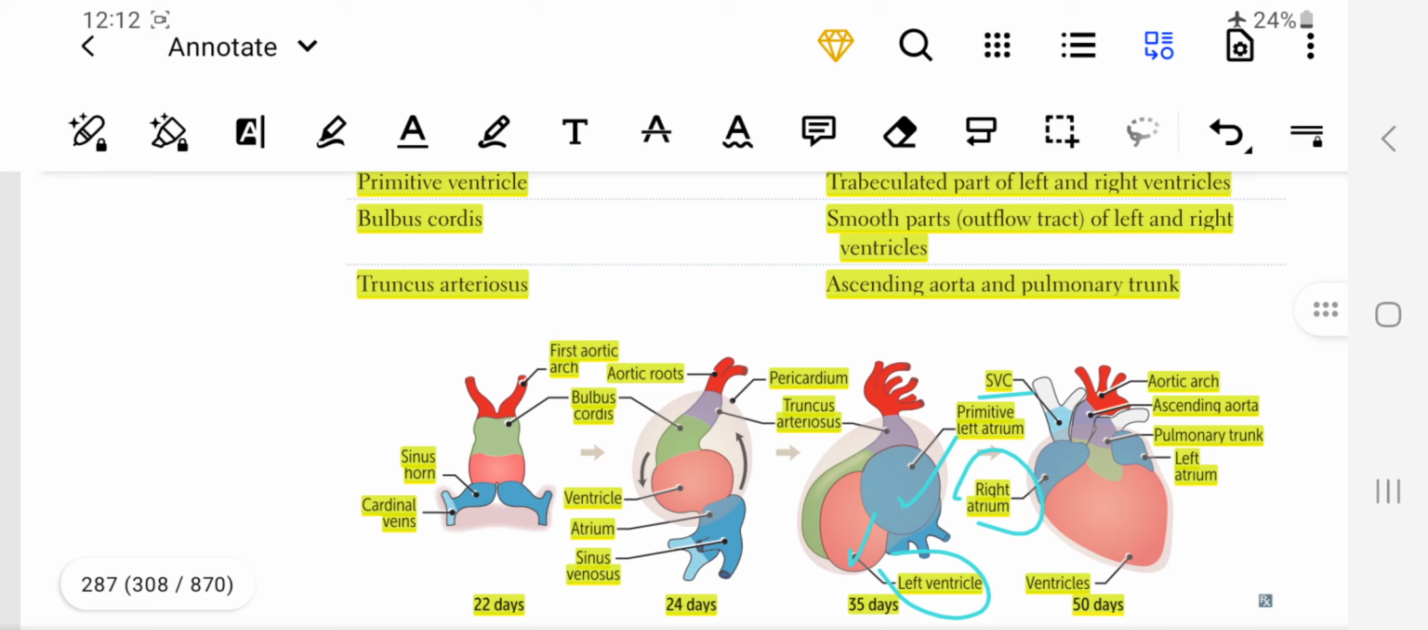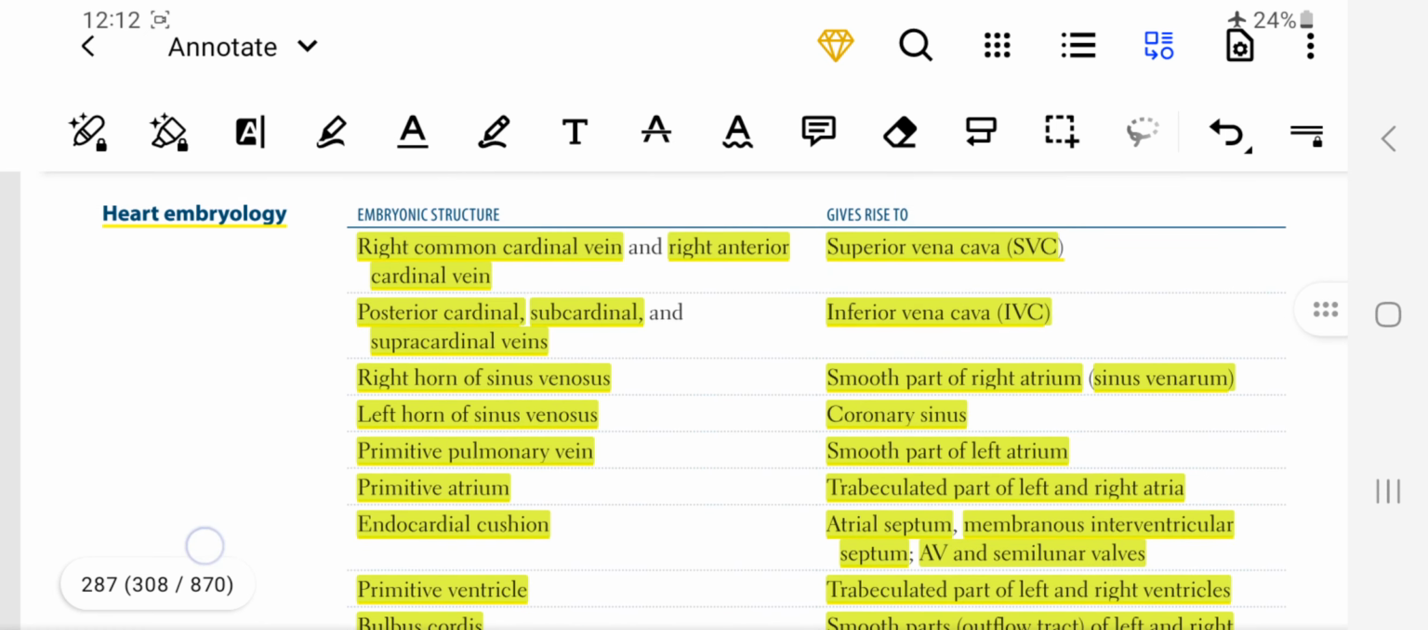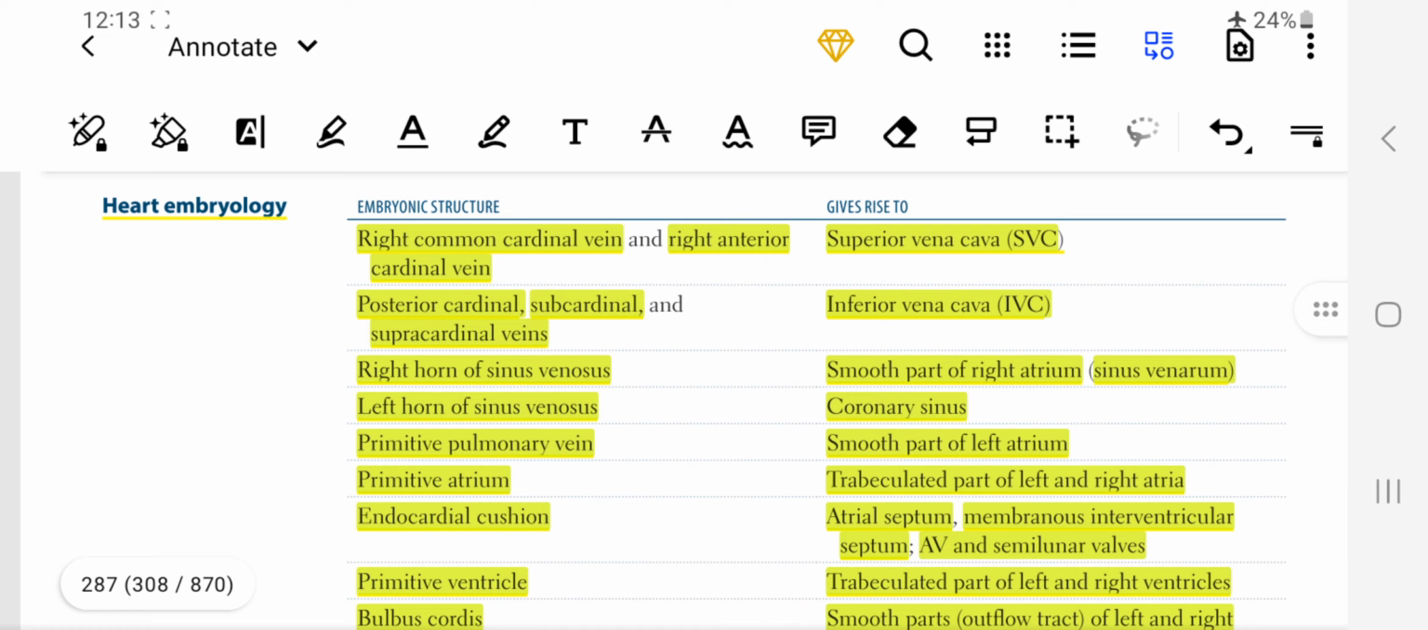So then we have the aortic arch, ascending aorta and pulmonary trunk, which are derived from truncus arteriosus. So once again, right common cardinal vein plus right anterior cardinal vein lead to the superior vena cava. Posterior cardinal vein, subcardinal vein, supracardinal vein, that would lead to the inferior vena cava. Right horn will lead to the smooth part of the right atrium, that is the sinus venarum. Left horn will lead to the coronary sinus.